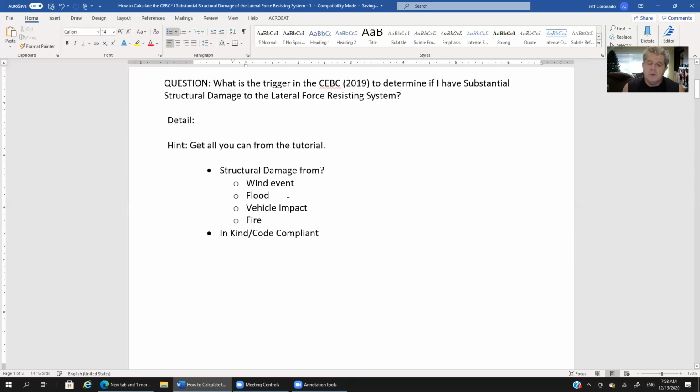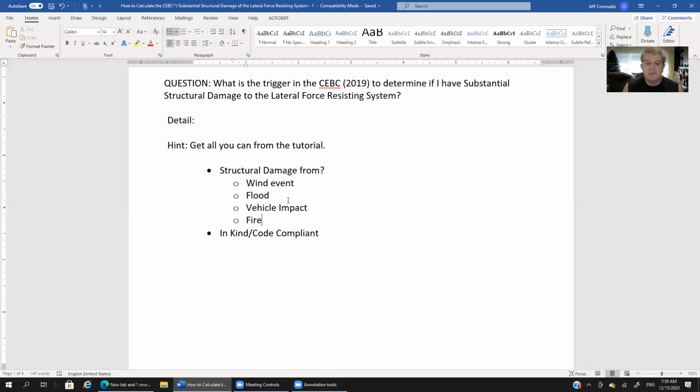So when we do have damage as structural engineers, we have to make one of two decisions. We are either going to repair in kind, or we're going to repair code compliant. Okay, so what do those mean? Well, in kind basically means that we are going to replace the damaged element with another element just like it.